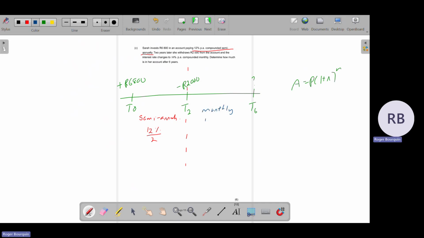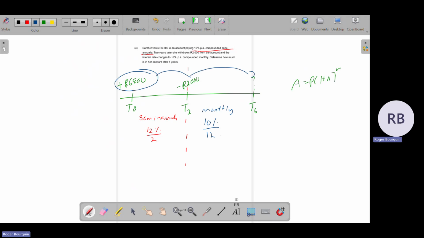And it's going to be 10% over 12. Okay. Now the key idea for me in finance is you take each amount to the end of the timeline. So I'm going to pretend I didn't take anything out. I'm going to take this 6,800 Rand and take it to the end of the timeline.